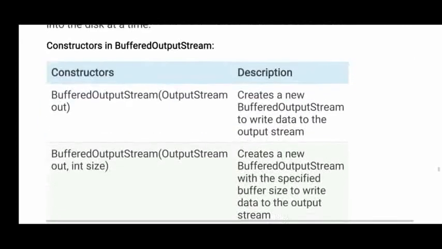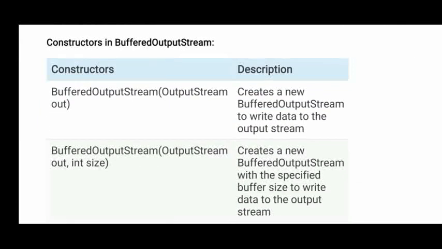Now you see the constructors of the buffered output stream. With an input stream you are reading data from a file, so the data comes from the file to the buffer and from the buffer to our program. But whenever you are writing something into a file, whatever data you are giving, first it will go to the buffer and from the buffer it will go to the hard disk. In the same way, like the buffered input stream, whenever you want to update content in the file, you need to use the constructors of that.